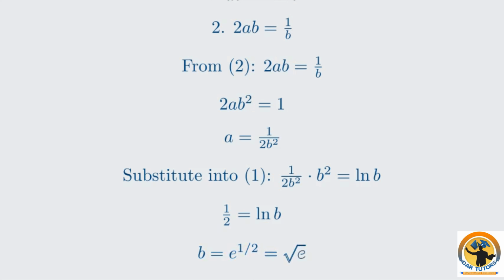Using the point-gradient formula, y minus 1/2 equals 1 over the square root of e times the quantity x minus the square root of e. This simplifies to y equals x over the square root of e minus 1/2. This is the equation of the common tangent.